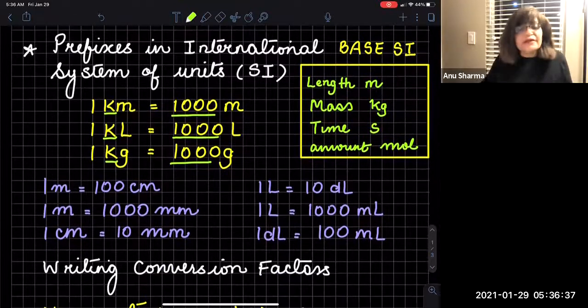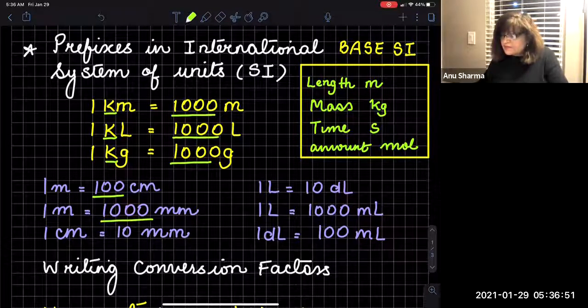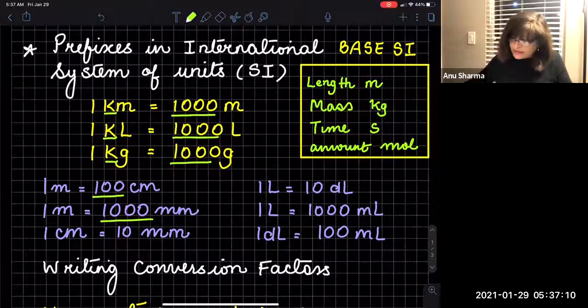Okay, now when it comes to centi, 100 is involved. So 1 meter is 100 centimeters. 1 meter is 1,000 millimeters. So these are the equalities that are in the metric system. Okay, so 1 centimeter is 10 millimeters, and then 1 liter is 10 deciliters. 1 liter is 1,000 milliliters, and 1 deciliter is 100 milliliters. So these are basically the equalities you use when you need to convert in between the prefixes. So this is how you can use this.